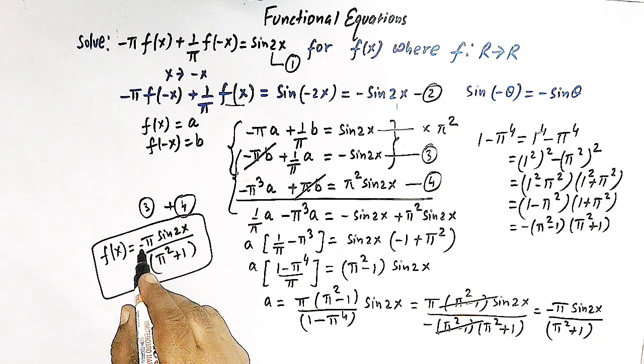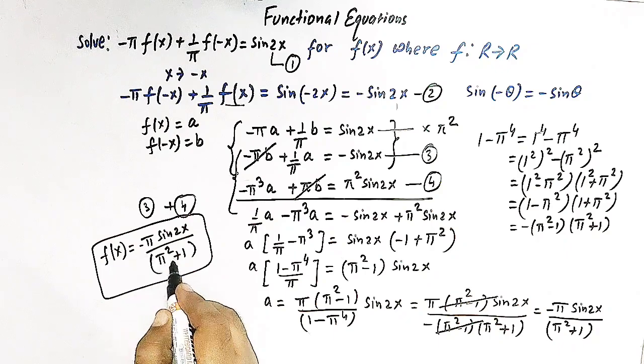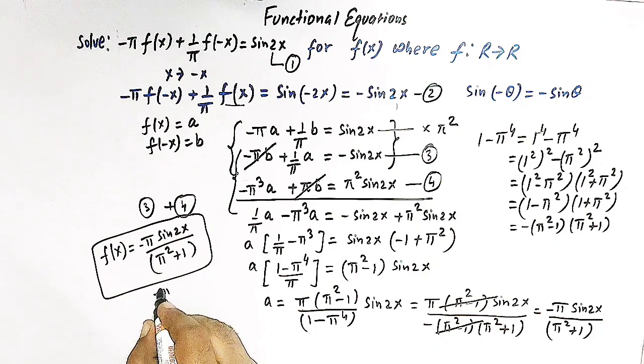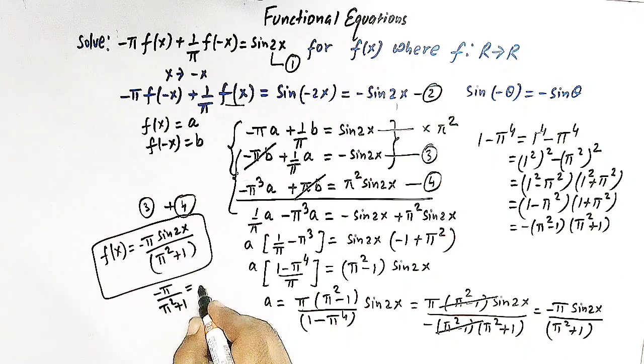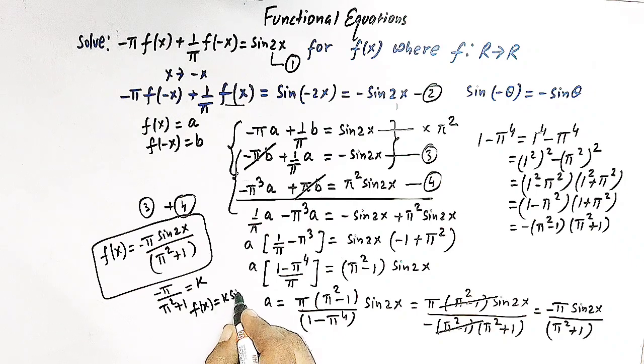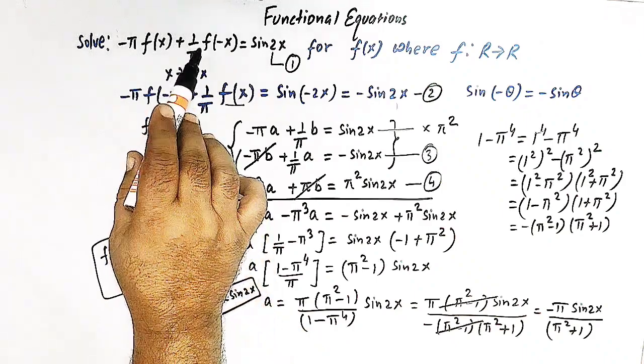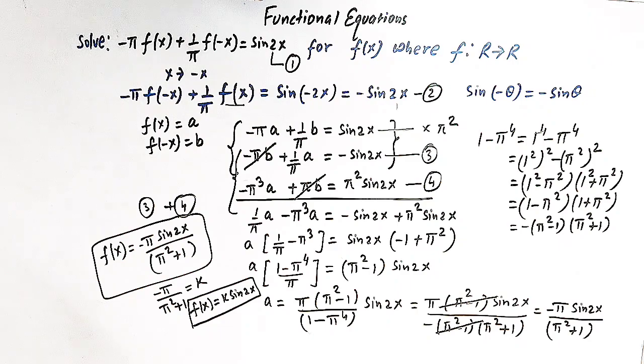Right, and here we can see that minus pi over pi square plus 1 is a constant, so we can replace it by, say, k. Then f of x takes the form k sine 2x. Right, so this is the required solution of this functional equation.